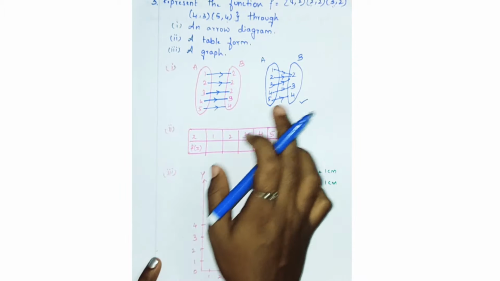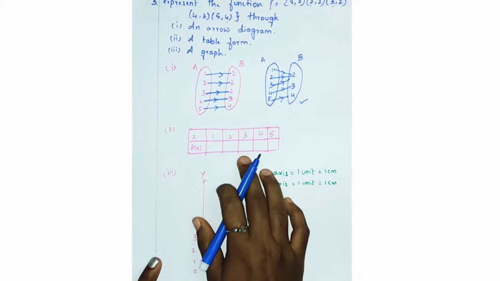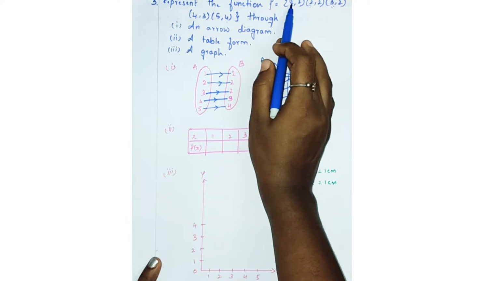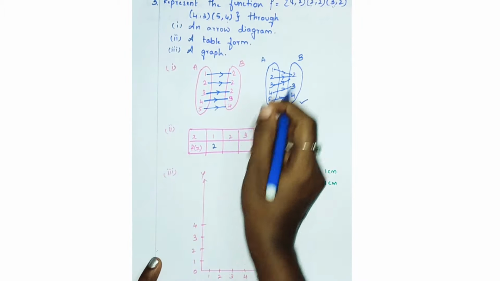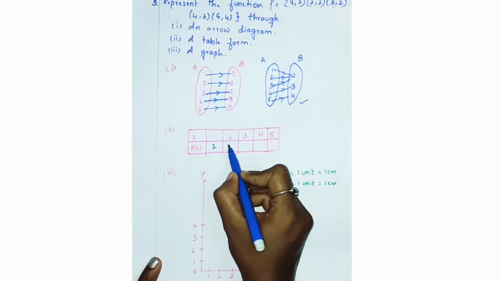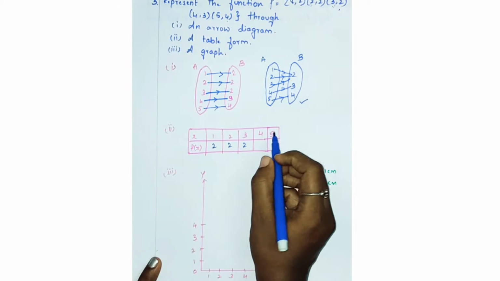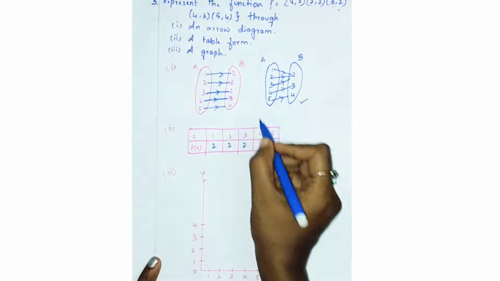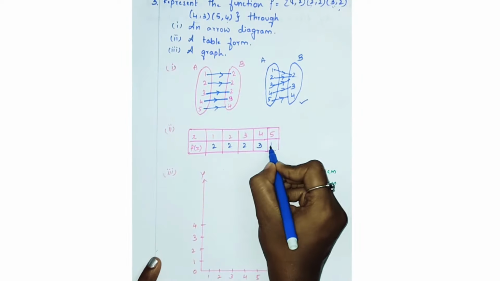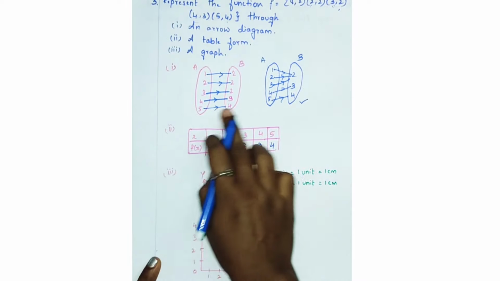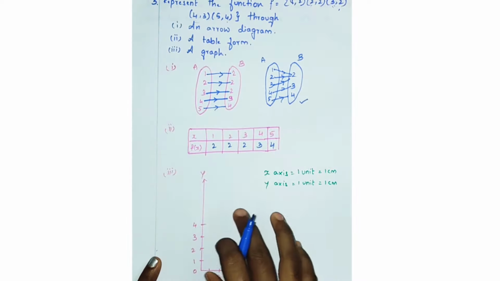So now we'll see the table format. So how will you represent your table? Okay. So when your x is 1, your f of x is what? 2. When your x is 2, what's your f of x? 2. When your x is 3, what's your f of x? 2. When your x is 4, what is your f of x? 3. When your x is 5, what is your f of x? 4. So this is how you'll represent it in table form. Got it? So now we'll see the graph representation.